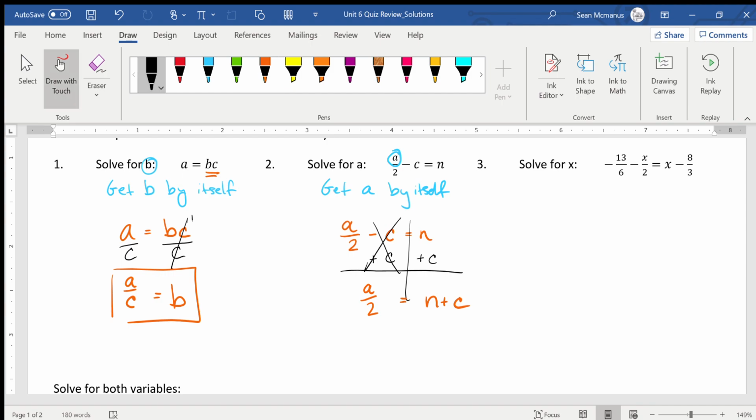And then I have A divided by 2, right? I don't want A divided by 2. I want A, so I have to undo the division by multiplying. 2 over 2 is 1, and I have 1A. That's what I want. So I multiplied that side by 2. I have to multiply this side by 2. Or the other way I can think of it, I multiplied one of them by 2. I have to multiply all of them by 2. So A equals 2N plus 2C.